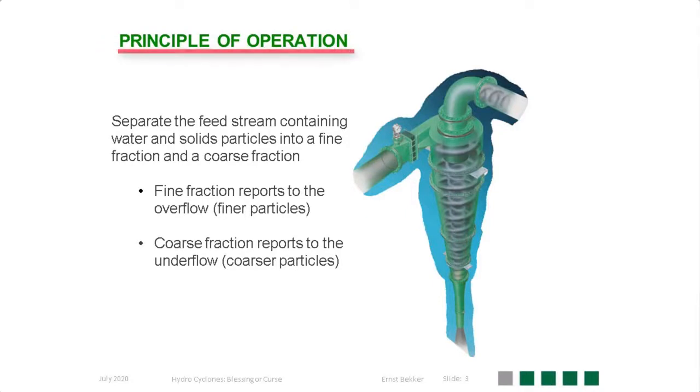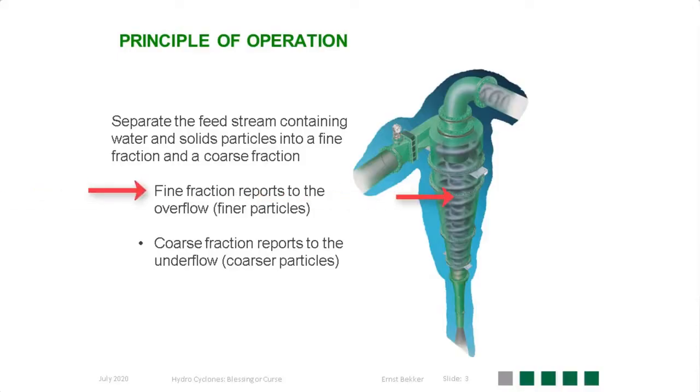So the principle of the hydrocyclone. Feed solids mixed with water forms a slurry. It enters the hydrocyclone in a tangential format, and as the rotational motion starts, the fine material migrates to the center of the cyclone and leaves via the overflow, and the coarse material migrates to the outside of the hydrocyclone and moves downwards through the spigot.